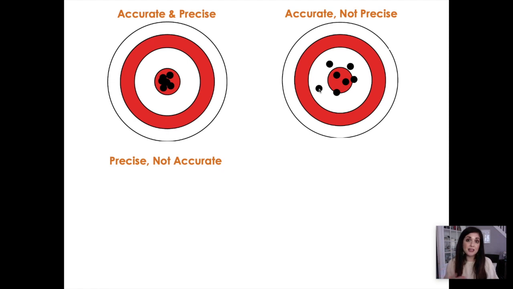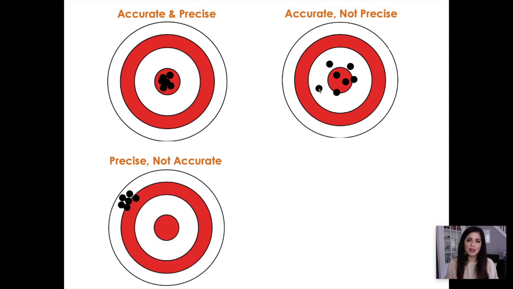If you're precise but not accurate, that would look kind of like this bullseye, which is the one that I showed on the slide before. So all of your darts are very close to one another. Notice they're much closer than these ones are, because this is not precise, but this one is. However, you didn't get where you want to get. You can get in the same exact spot every single time, but you're not getting where you want to get.